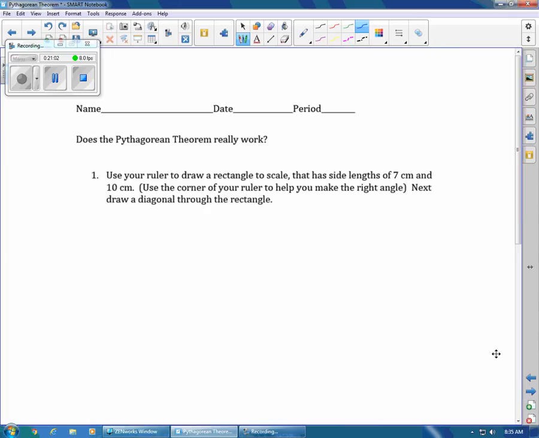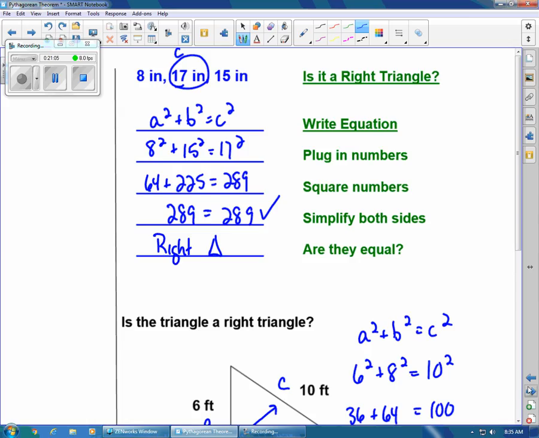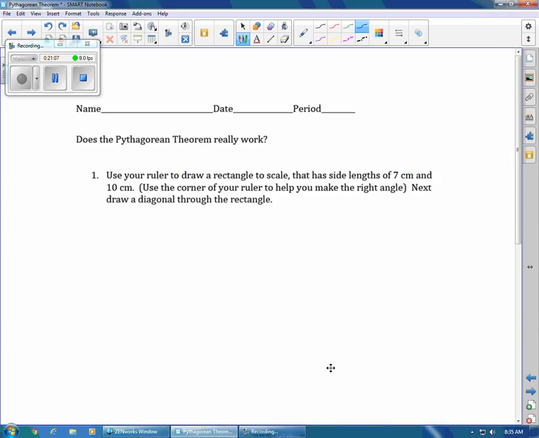Okay, we are done with the lesson. So what I would like you to do before tomorrow's class, I would like you to do this exercise. I would like you to use a ruler to draw a rectangle to scale. What does that mean? You're going to draw a rectangle using a ruler.